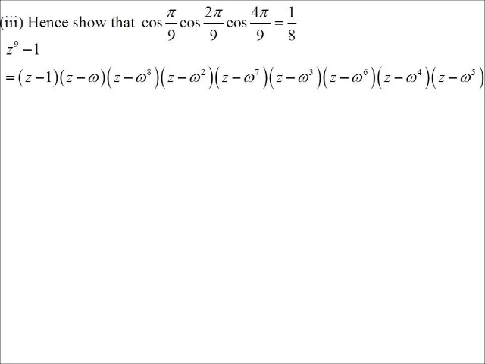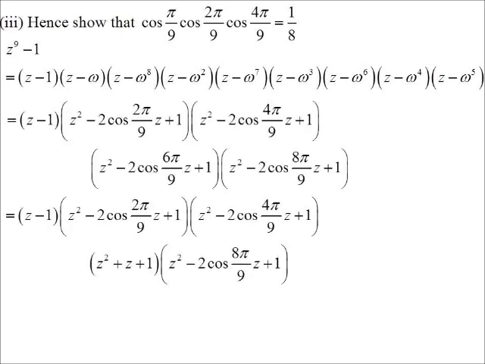Now, because these are conjugates, I know the sum of the roots will be twice the real part. And the real part is cos whatever the argument is. So for this first one, well, this was to the power of 1, that was 2 pi on 9. So I know it's going to be 2 times the cos 2 pi on 9. The next grouping would be 4 pi on 9, 2 lots of 2 pi on 9. The next grouping, 6 pi on 9. The next grouping, 8 pi on 9.